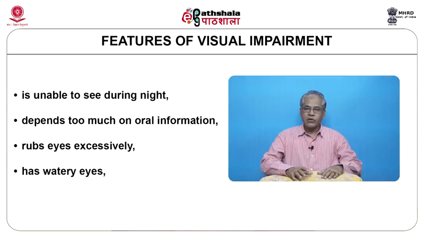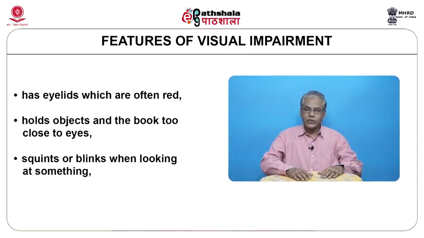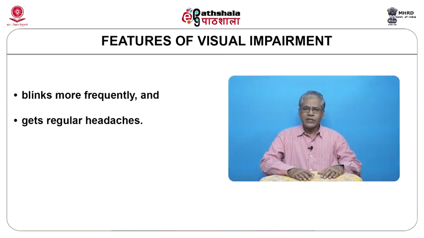depends too much on oral information, rubs eyes excessively, has watery eyes, has eyelids which are often red, holds objects and the book too close to eyes, squints or blinks when looking at something, blinks more frequently, and gets regular headaches.